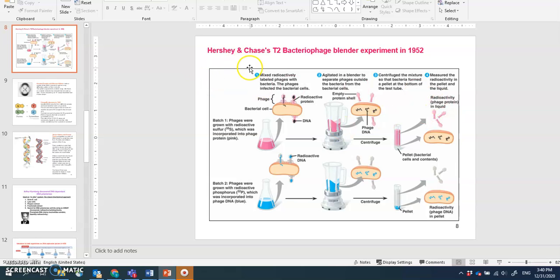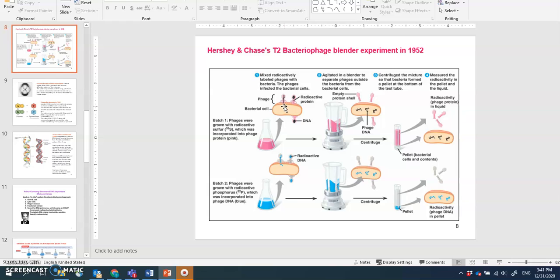So Hershey and Chase in 1952 did the T2 bacteriophage blender experiment. The question was, what is injected by the T2 bacteriophage into the host cell E. coli? Is that maybe DNA, RNA, or proteins? That's what they were trying to ask.